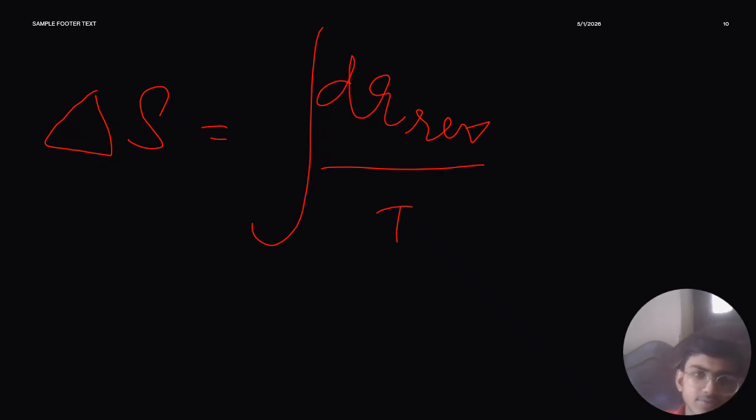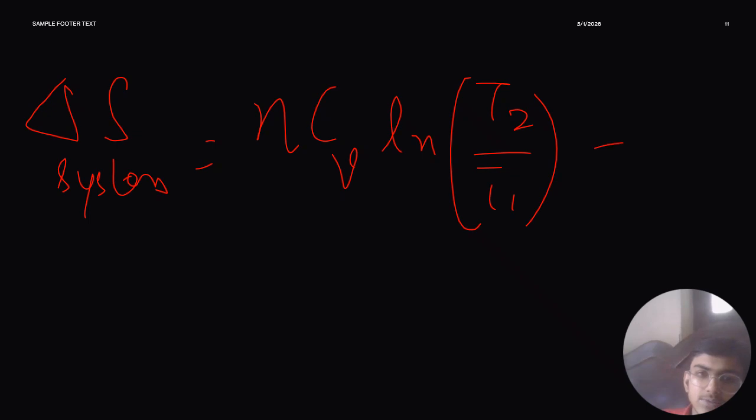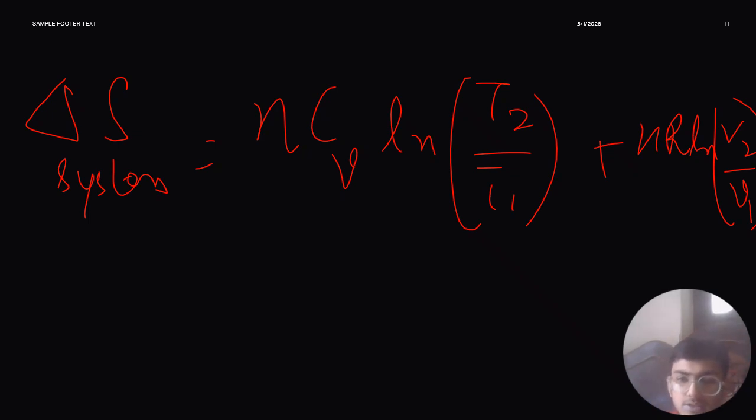Okay, now for different processes there is a general formula. This is called the general formula of entropy, which is n Cv ln T2 by T1, where T2 is the final temperature and T1 is the initial temperature, plus nR ln V2 by V1. Now we will take this formula into consideration and find the expression in different processes where this entropy is calculated.